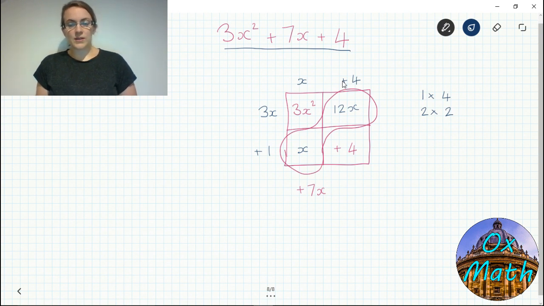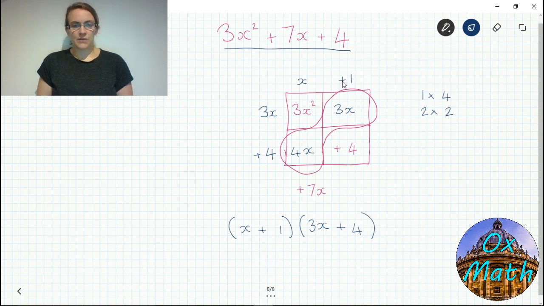So we could try 2 and 2, but before we do that, switch the 1 and 4 round, check it the other way first to make sure that that way doesn't work. So this time I'm going to put my 1 up there and my 4 down here. 1 times 3x is 3x, and 4 times x is 4x. So this time they do add up to give us our 7x. So these are the correct numbers around the outside, which means that our two factors are x plus 1 and 3x plus 4.